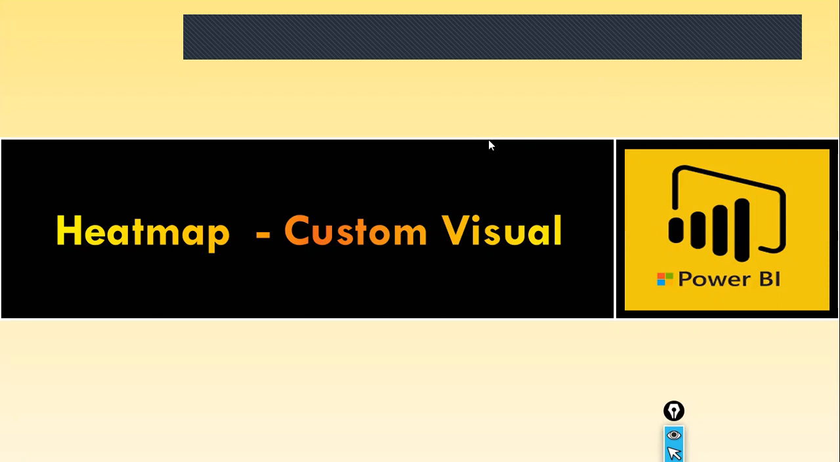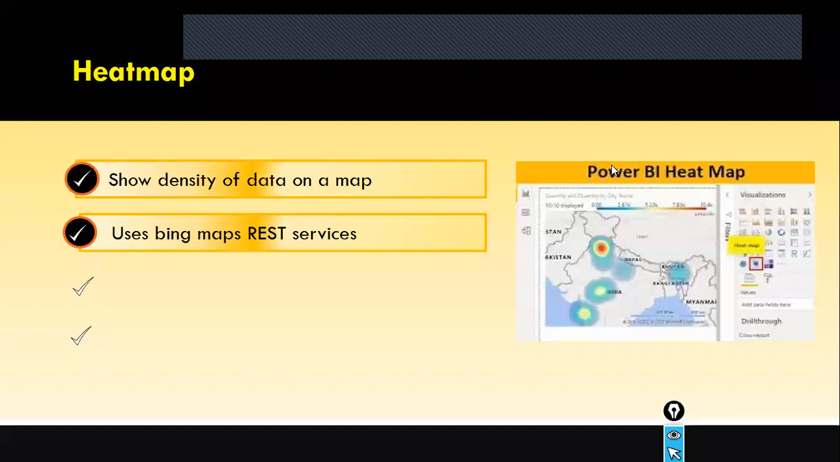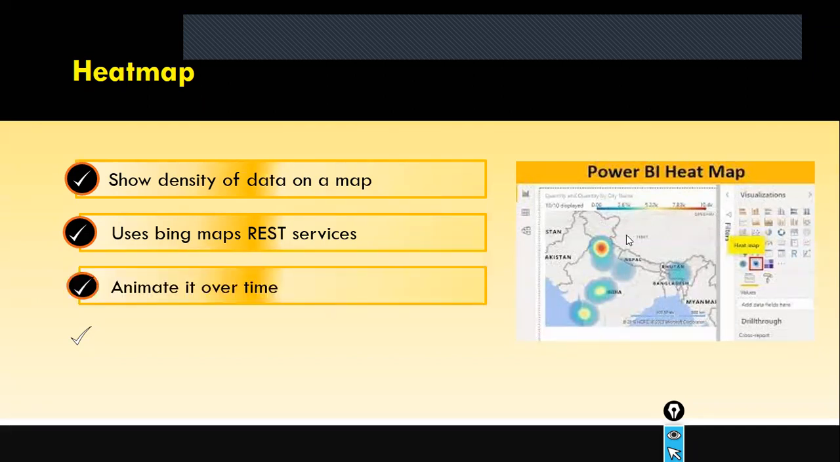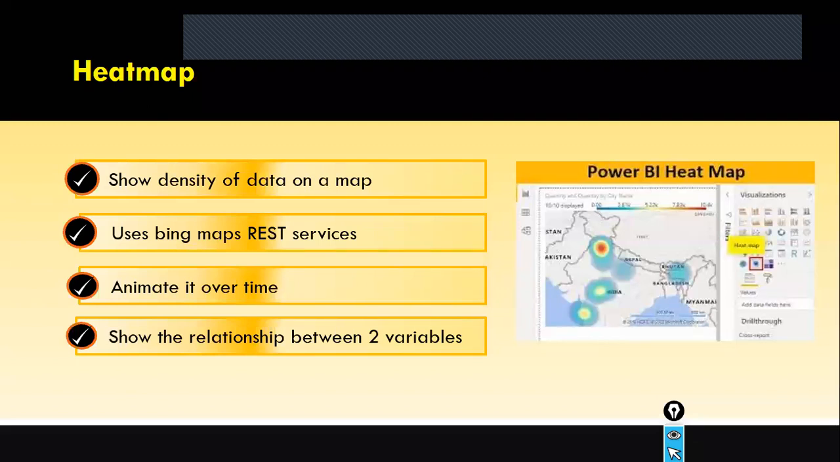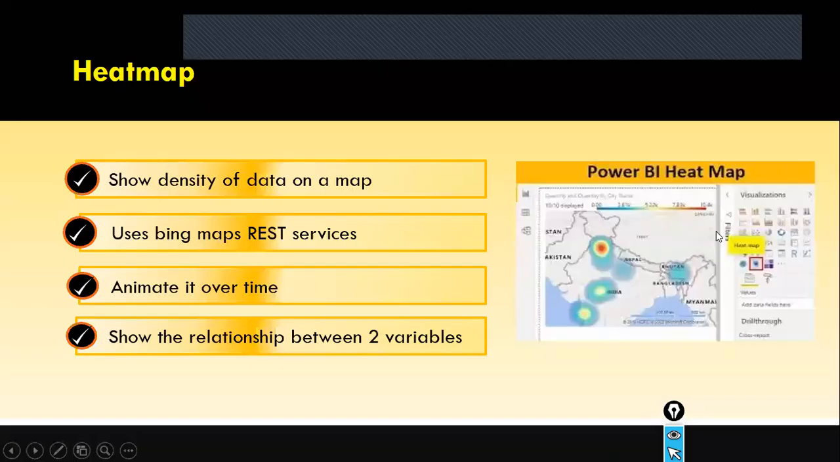What is a heat map? A heat map is also a visual chart. With that, we can project the density of the data on a map. With the heat map, we can show the density of the data, so your heat map will be something like that. You can use a map also, and the map uses Bing. It uses the Bing Maps REST services, and it animates over time, and it shows the relationship between two variables. Even the heat map shows the relationship between two variables, and also it displays the density of the data.